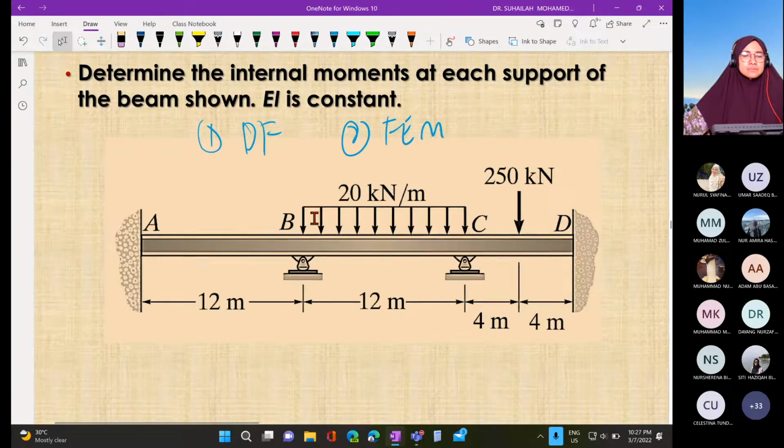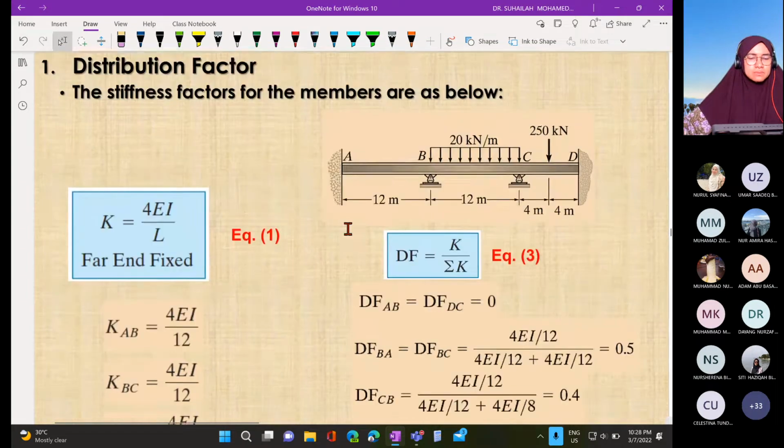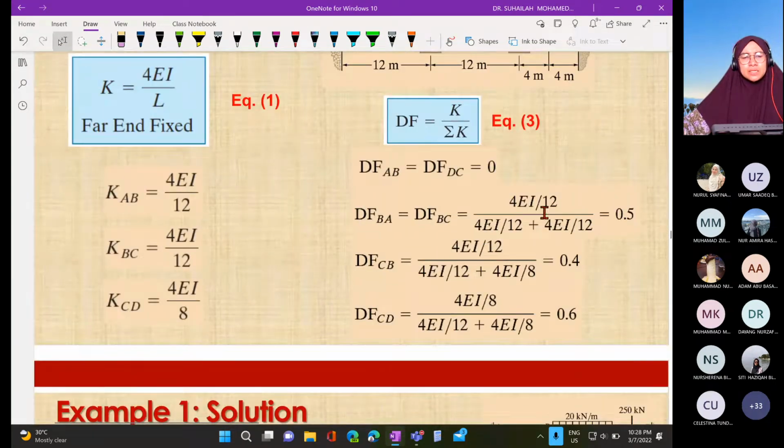Okay. So in this case, we have 4EI over L. This is 4EI over L. This is 4EI over L. This is also 4EI over L. Okay, so we can, simple sangat kan? Kita dapatlah all this value.